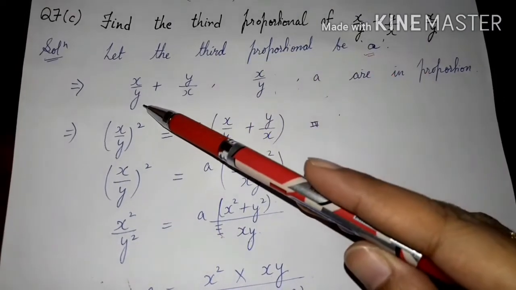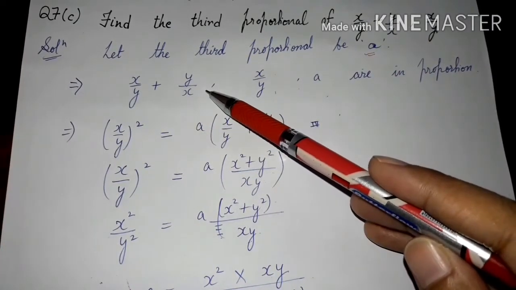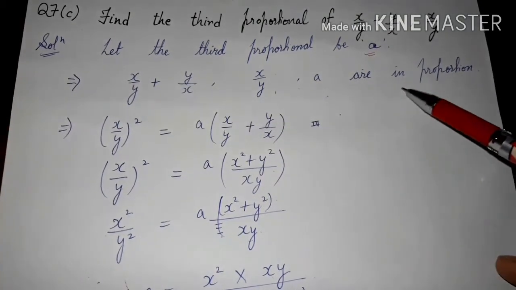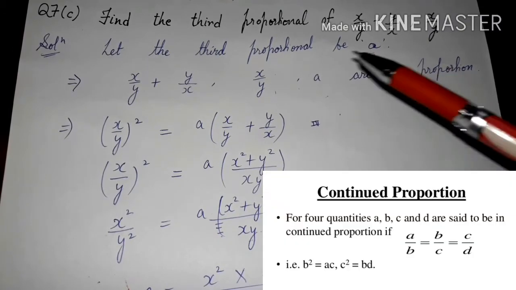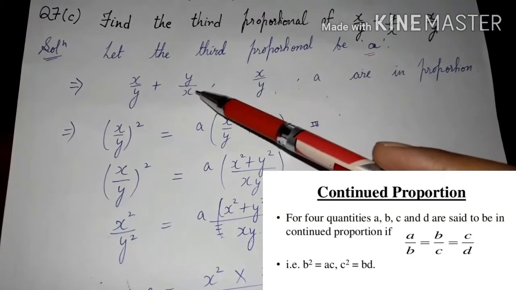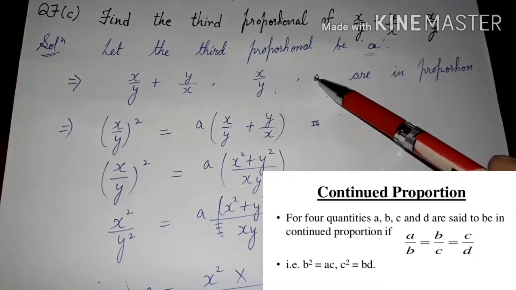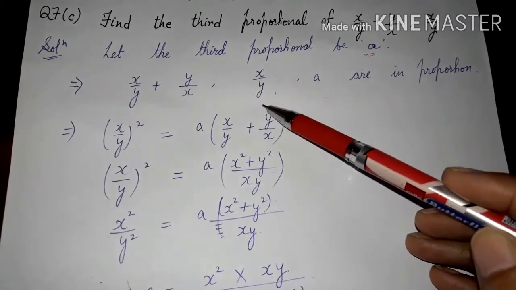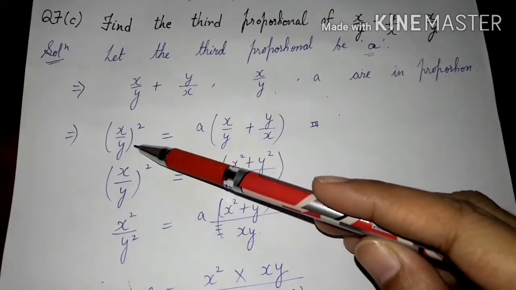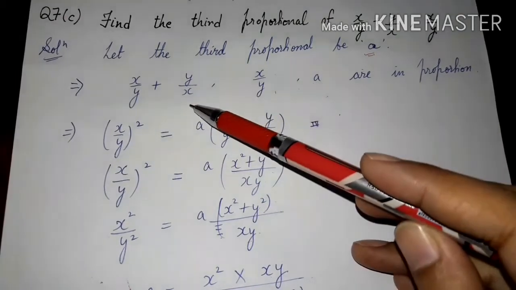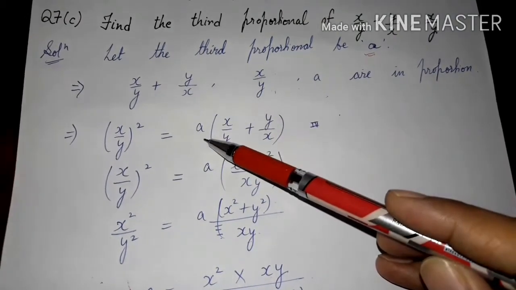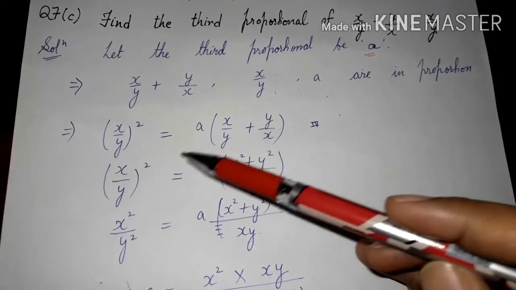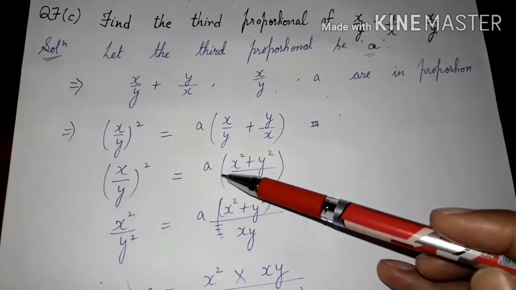So the series will become x upon y plus y upon x, comma x upon y, comma a. And these 3 numbers are in proportion. Now you know that the square of the mean proportional is equal to the product of the first and the third proportional. So here the mean proportional is x upon y. Square of x upon y is equal to the product of these two, which can be written as a within bracket x upon y plus y upon x. So x upon y whole square is equal to a.